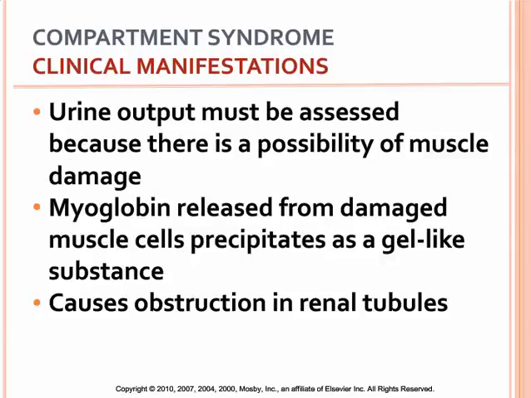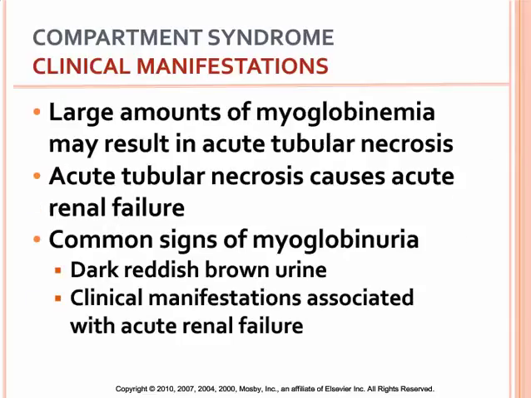Urine output needs to be assessed because there's a possibility of muscle damage. Myoglobin released from damaged muscle cells precipitates in a gel-like substance that can cause obstruction to the renal tubules. Large amounts of myoglobin may result in acute tubular necrosis. Common signs of myoglobinuria are dark reddish-brown urine and clinical manifestations associated with acute renal failure.